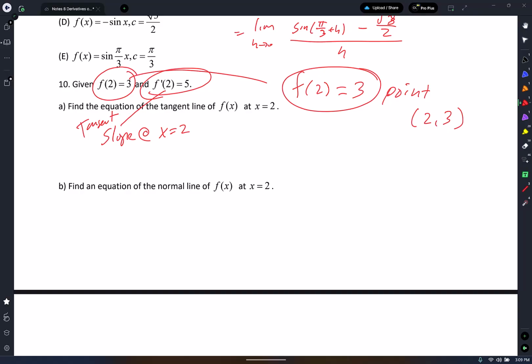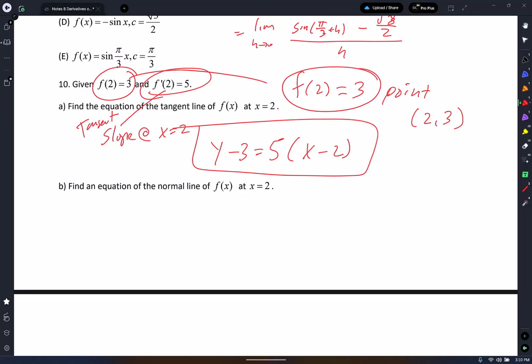So here it is. y minus 3 equals tangent slope 5, parenthesis, x minus 2. There's my tangent line. I used my formula, guys: y minus y1 equals slope times x minus x1. Are we okay? All right.